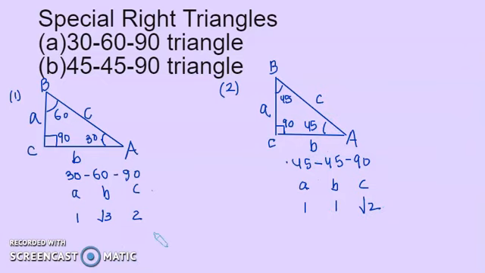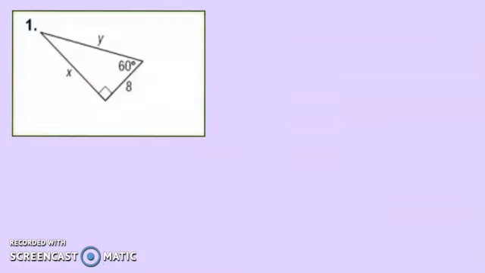Now we will solve a few questions based on these concepts for better clarification. Question 1 here shows a 30, 60, 90 triangle. This is 90, this is 60, so this angle will be 30. Let me name it A, B and C. So I will write here 30, 60 and 90.